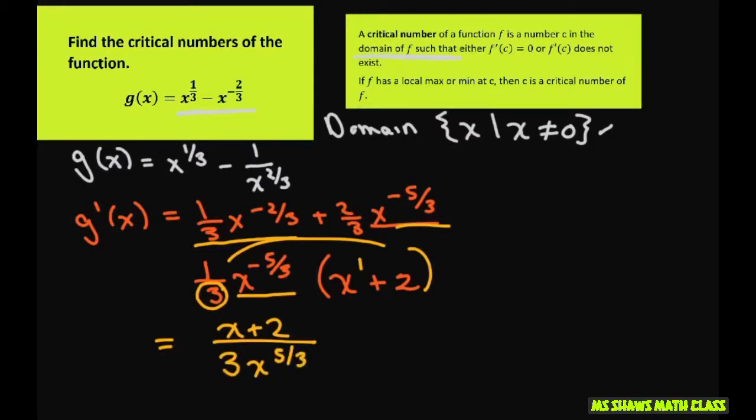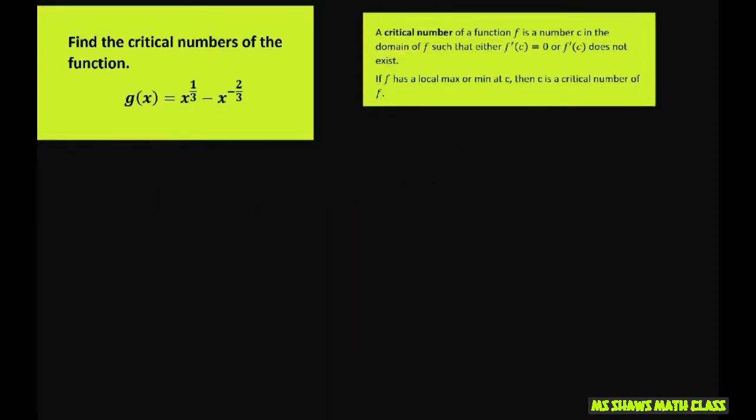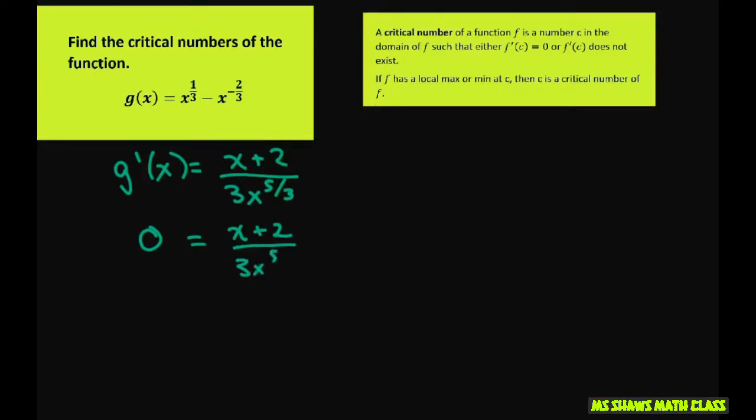Take away the negative. All right, so what we're going to do for the critical number, I'll write it again here. So we have g prime of x equals x plus 2 divided by 3x to the 5/3. Now set this to 0. If you set the top part to 0, the numerator, you get x is negative 2. So one of our critical numbers is x equals negative 2.